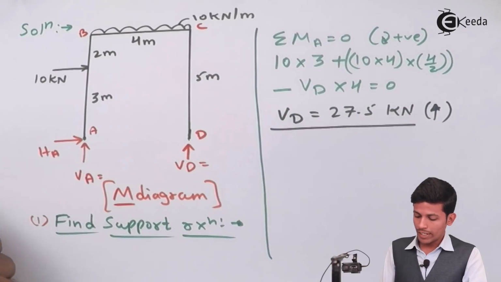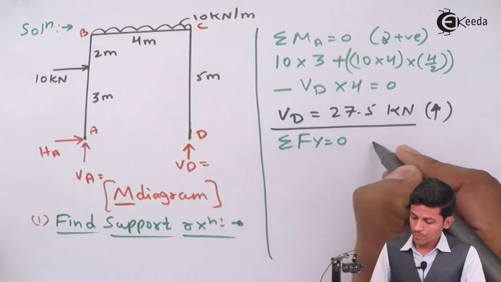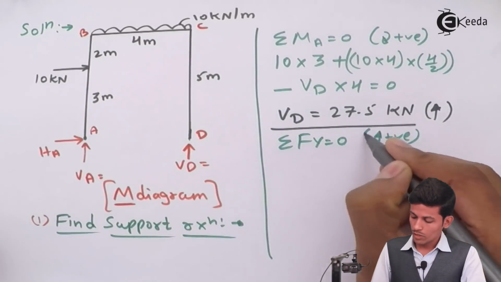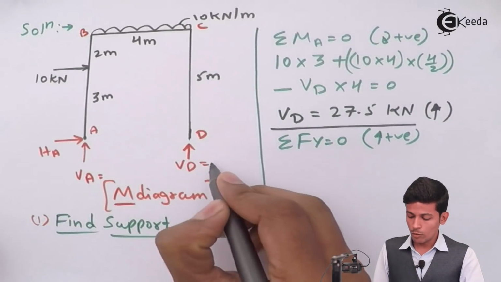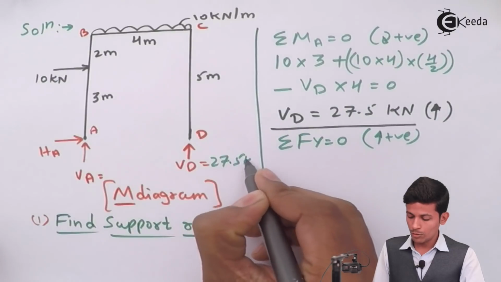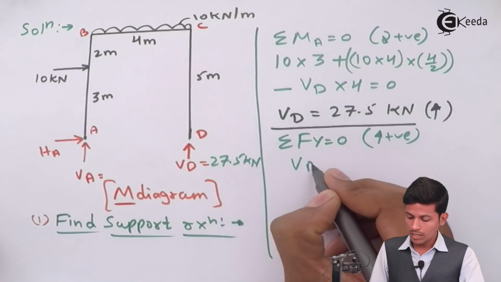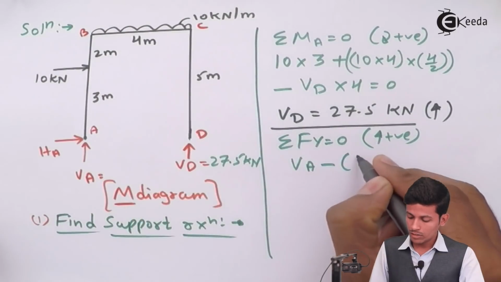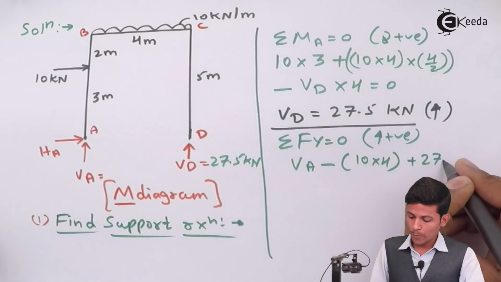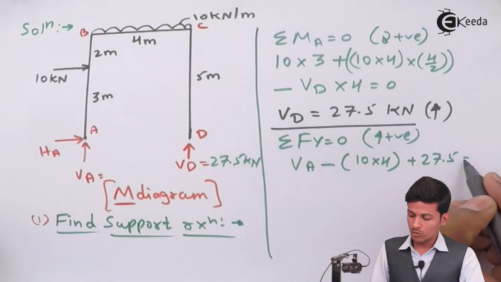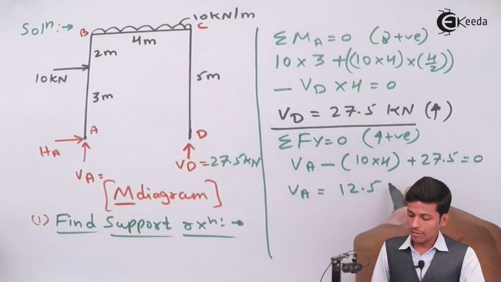Now after that, summation Fy equal to 0, upward positive. We got the value of VD as 27.5 kilonewton. Then plus VA, minus 10 into 4, then plus 27.5 is equal to 0. We get the value of VA as 12.5.